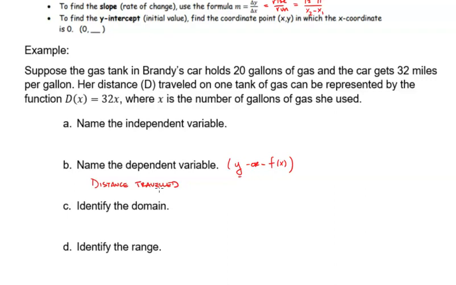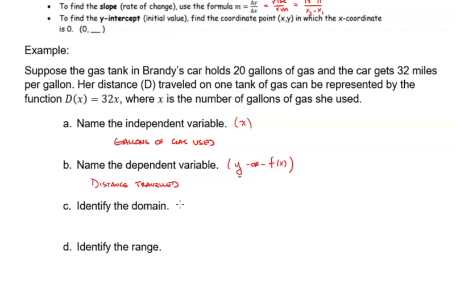Because the distance that she travels is dependent upon how many gallons of gas she uses. So what's our independent variable? Our independent variable is normally going to be the x variable in our situation or in our function. So in this case, the x is the number of gallons of gas she used. So this is gallons of gas used. Then it says identify the domain.